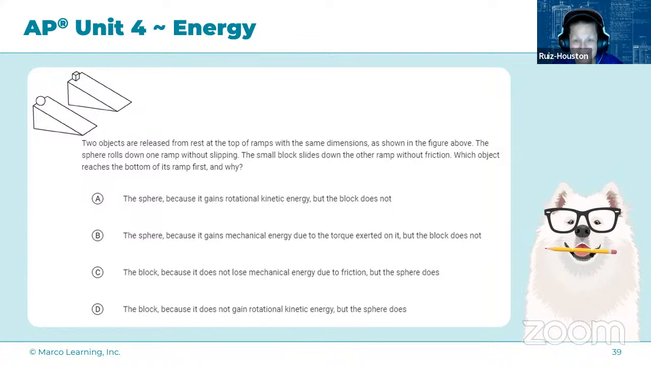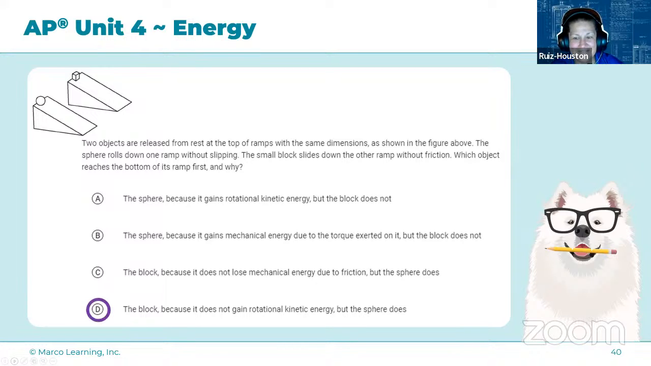Good? Okay, so let me let you think here. The block slides down the ramp without friction. The sphere rolls down the ramp without slipping. Which object will reach the bottom of the ramp first? So think of energy, but you might also be thinking of rotation a little bit. Think you got it?